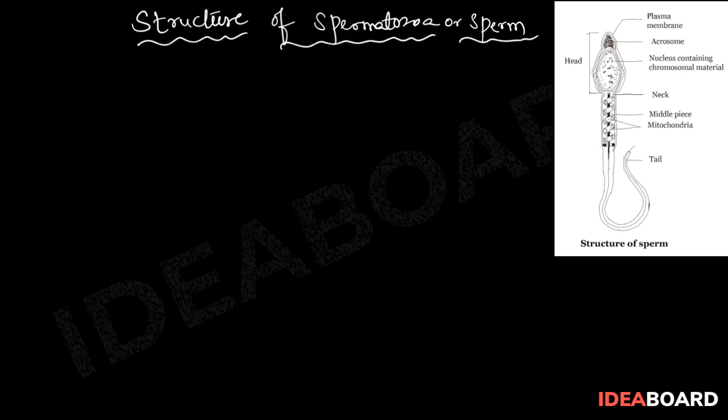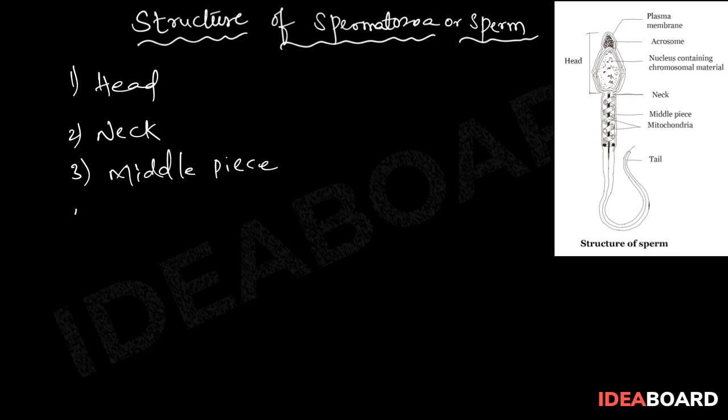Here we are discussing the structure of human spermatozoa, or sperm. In the sperm, four parts are present. Among the four parts, the first, or anterior-most part of the human sperm, is called the head. Next, the neck, the third one is the middle piece, and the last one is the tail.